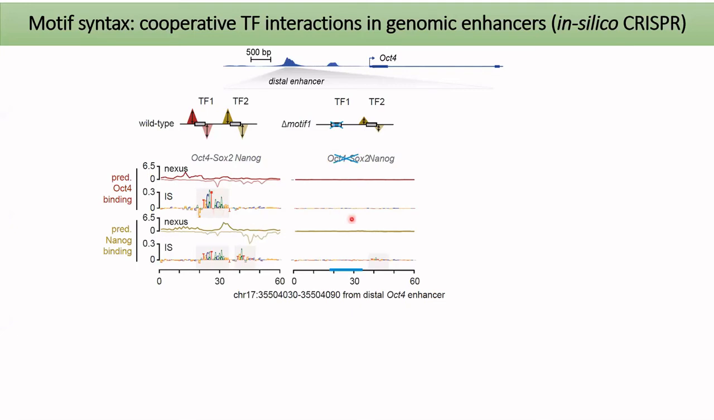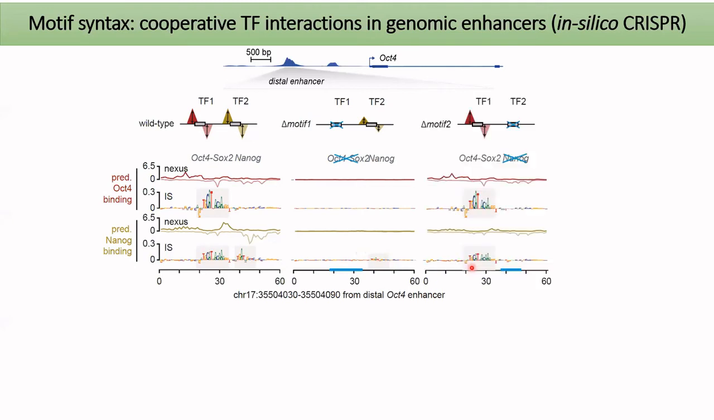And so we'll first delete the Oct4 motif. So remove it, or we'll replace it with random nucleotides. And you can see that the model predicts that as soon as you remove the Oct4 motif, Oct4 binding disappears and Nanog binding disappears. So Oct4 has a really strong effect on Nanog.